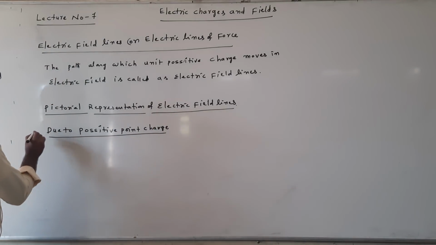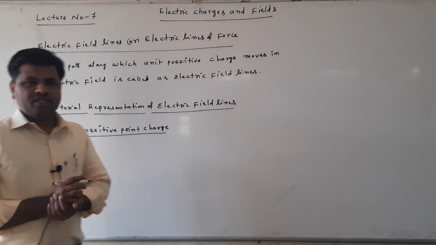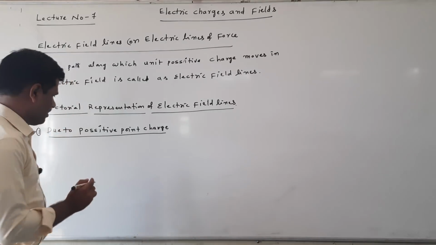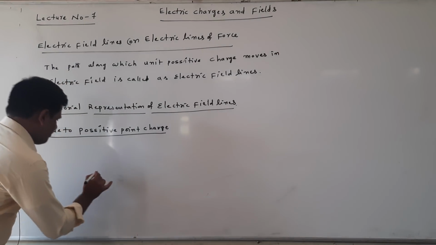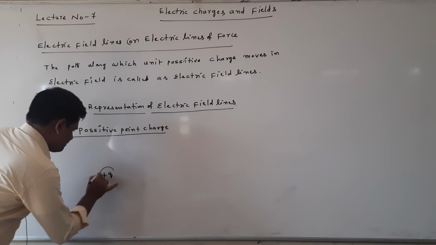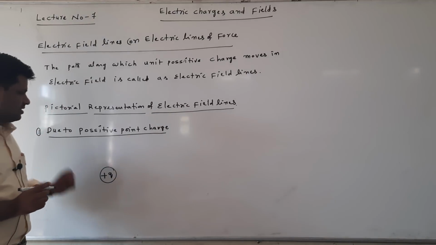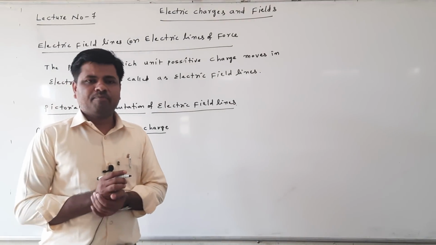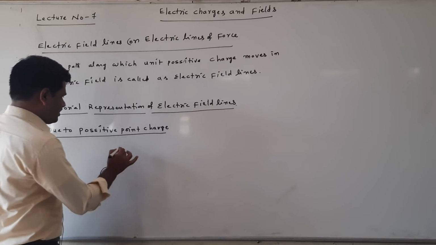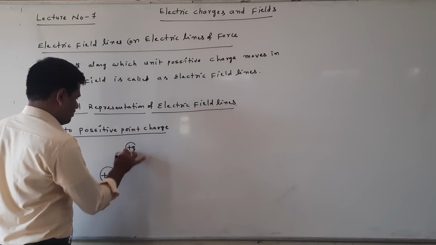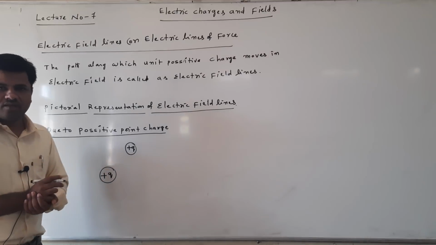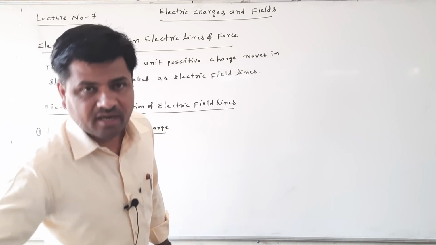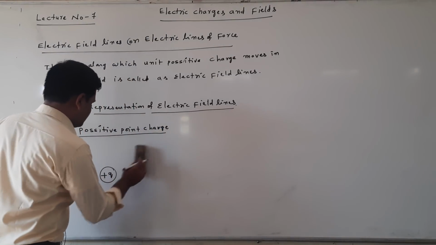First I am drawing here. I take a positive point charge. Now due to the positive point charge, we draw the electric field lines. How to draw here? This is a positive charge. Suppose another positive charge is placed here. This is a positive test charge. Positive and positive repel each other. That's the reason electric field lines due to a positive charge are away from the charge.